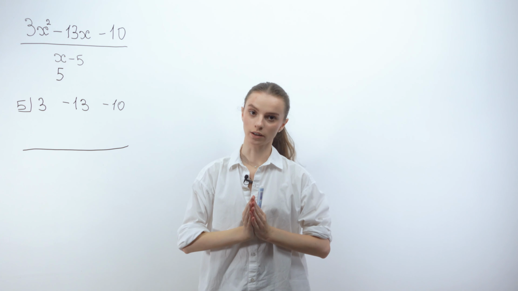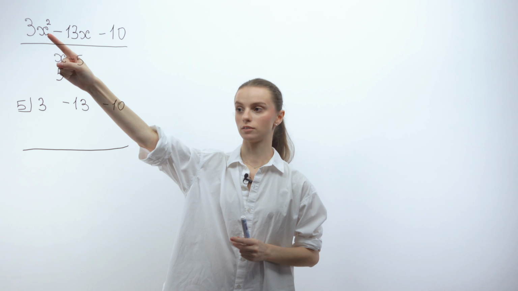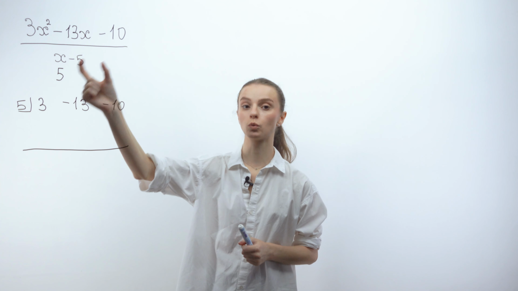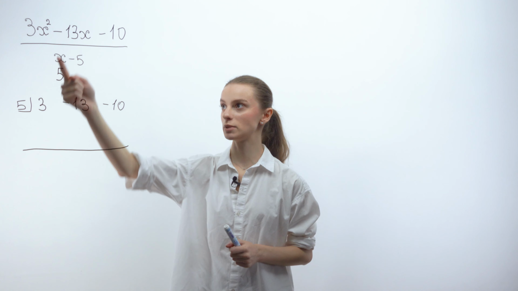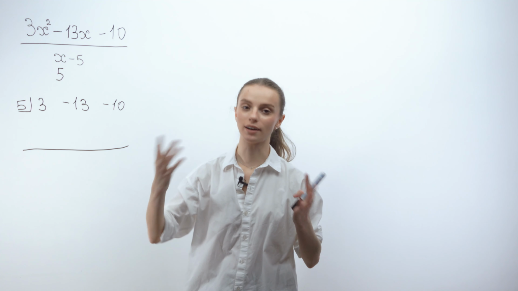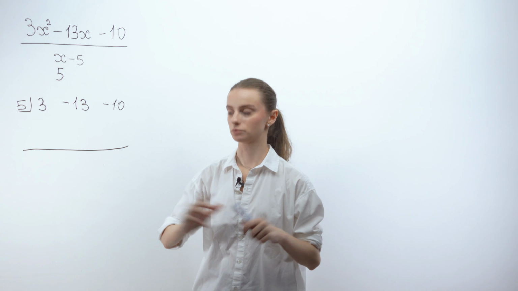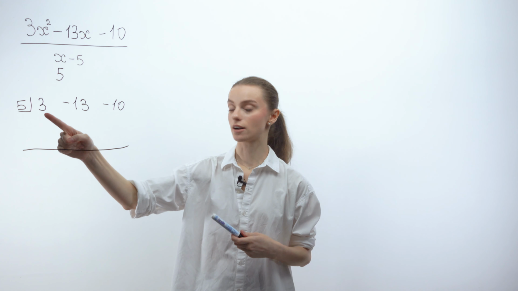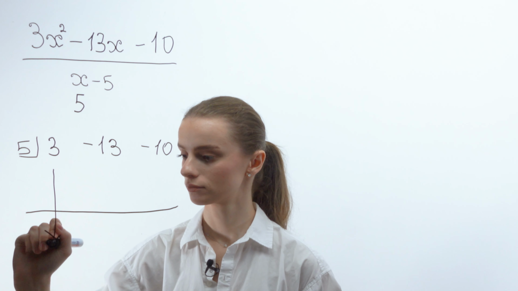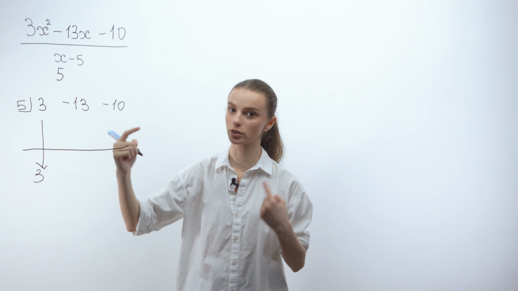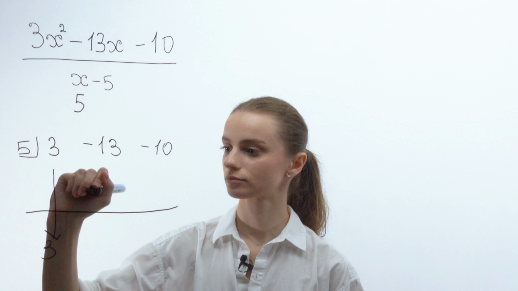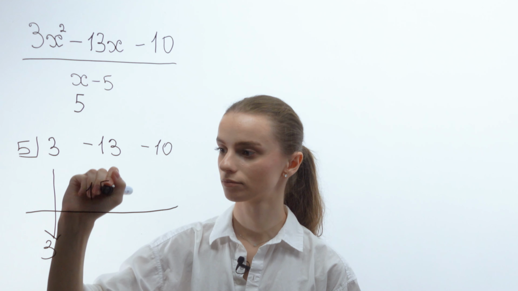You probably already got confused. What did I do? I wrote down all my coefficients and I figured out what number will make my denominator 0. That number is 5. So I'm dividing these coefficients by 5, not actually dividing. Pay attention. I'm going to bring down the first term. So 3 goes down. Now I'm going to multiply 3 by 5 and I'm going to get 15. And I'm going to write down 15 under negative 13.